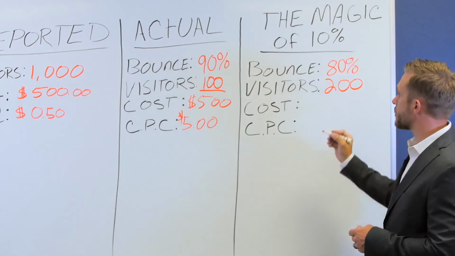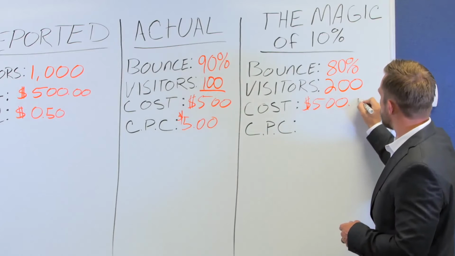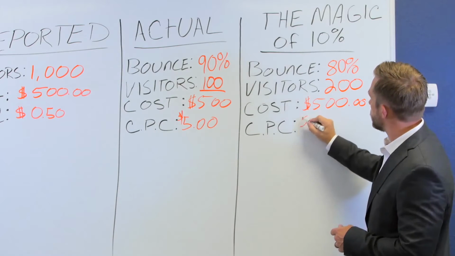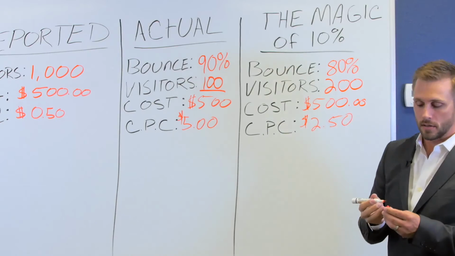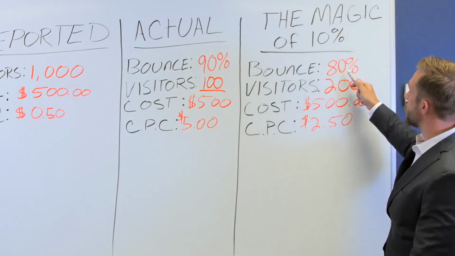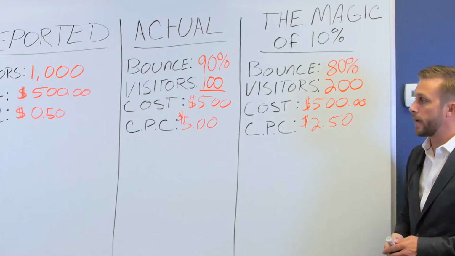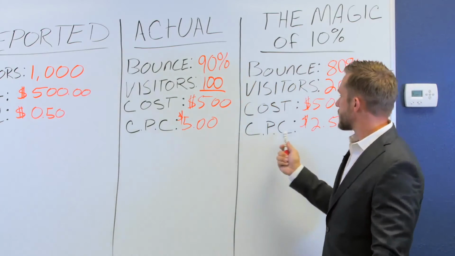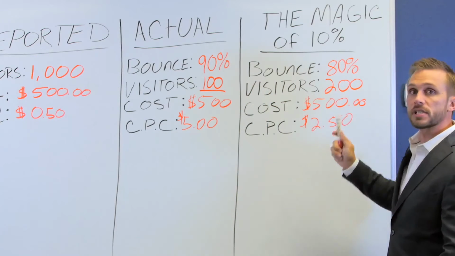Okay, now you're at 200 visitors. The cost has not changed. Same $500 cost. And guess what? Our cost per visitor, cost per click, has now got cut in half. Now we're down to $2.50. All right? So a 10% reduction in your bounce rate cuts your traffic cost in half. All right? So we're still not over here where we were, but it's a heck of a lot better than $5, right? And you're getting 100 more people to see your offer.